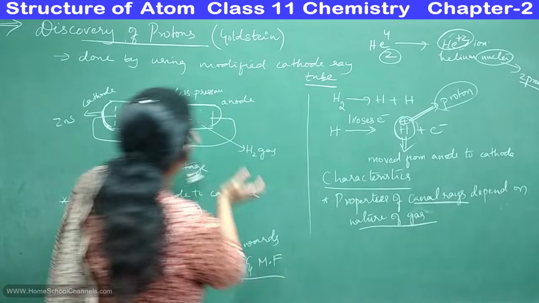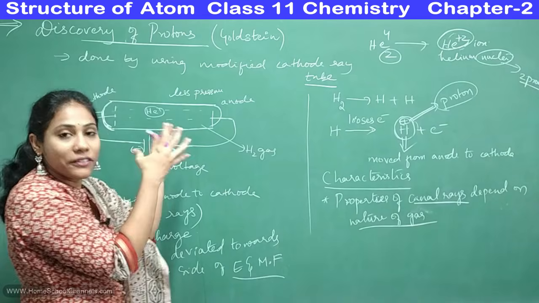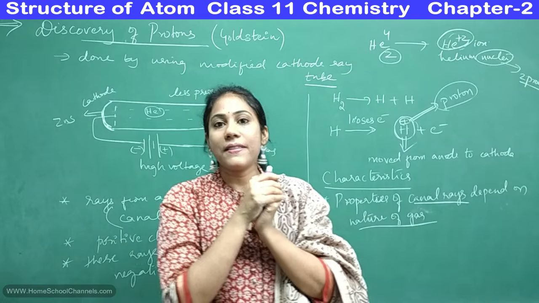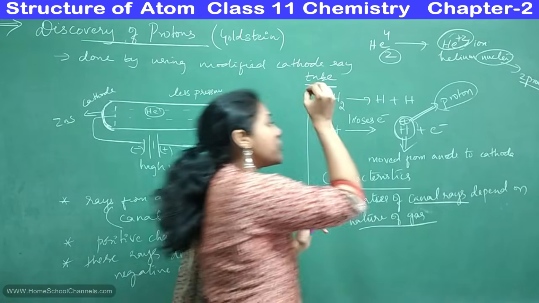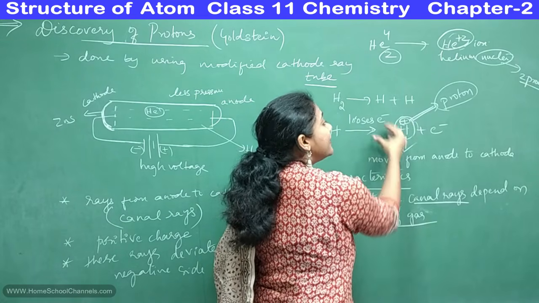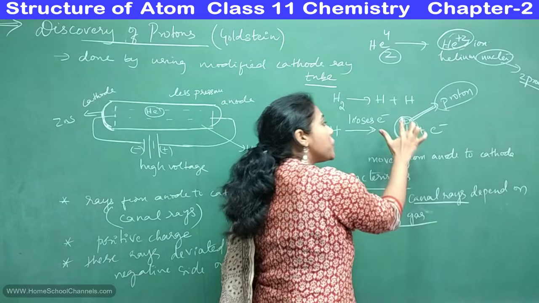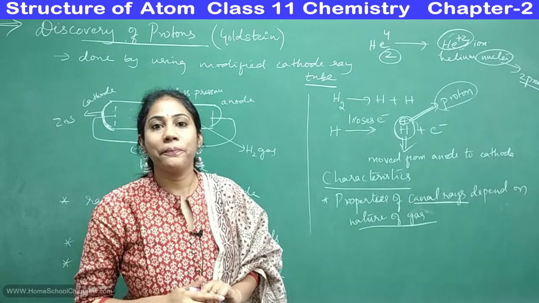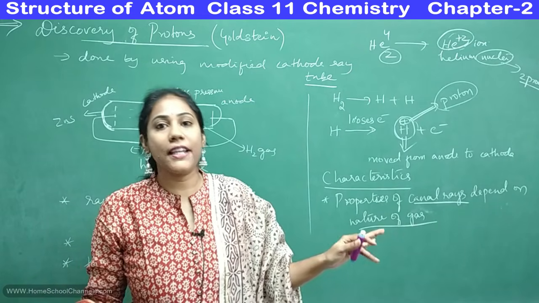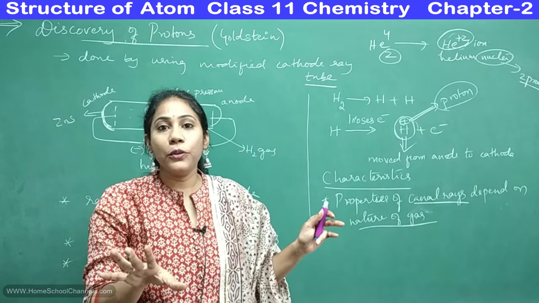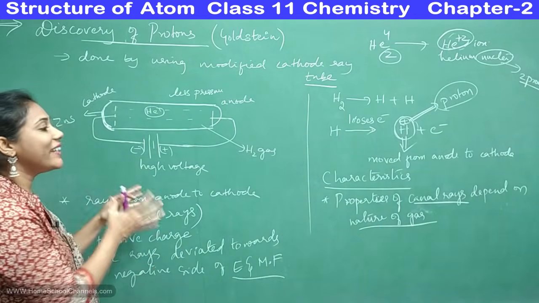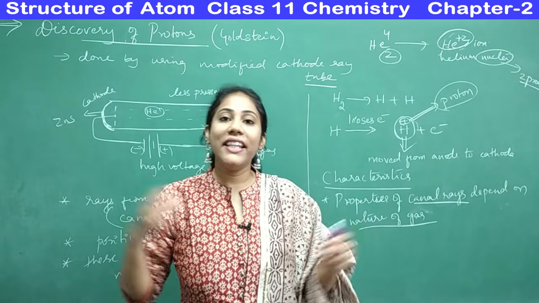So whichever gas you take, that particular positive ion would move from the positive side to the negative side, and they were called canal rays. And what do you mean by proton? The H plus ion. The ion formed from hydrogen has a single proton. That's why the H plus ion itself is called a proton. So you must understand the concept very, very clearly here. Proton means the H plus ion only, since it has 1 proton inside the nucleus. But the characteristics or properties of canal rays always depend on the nature of gas. This is really very, very important.